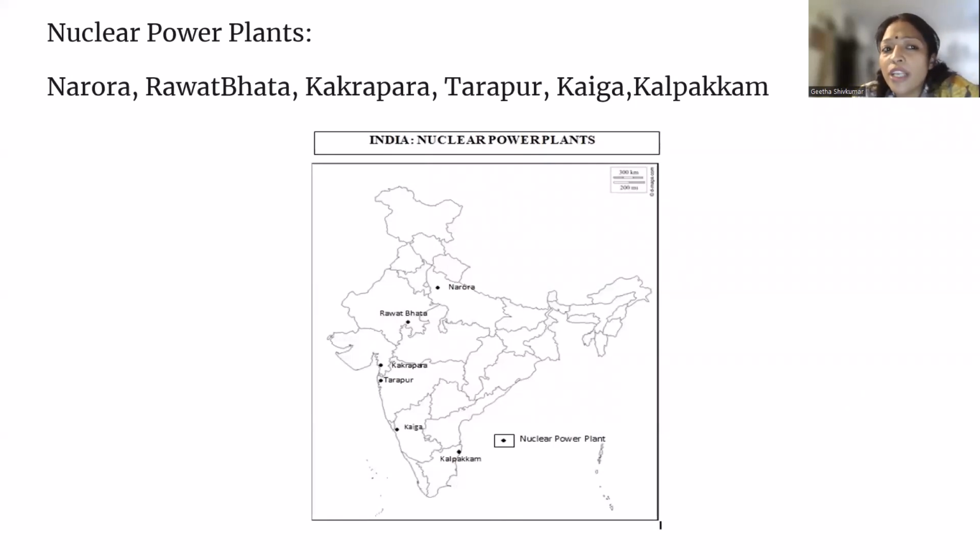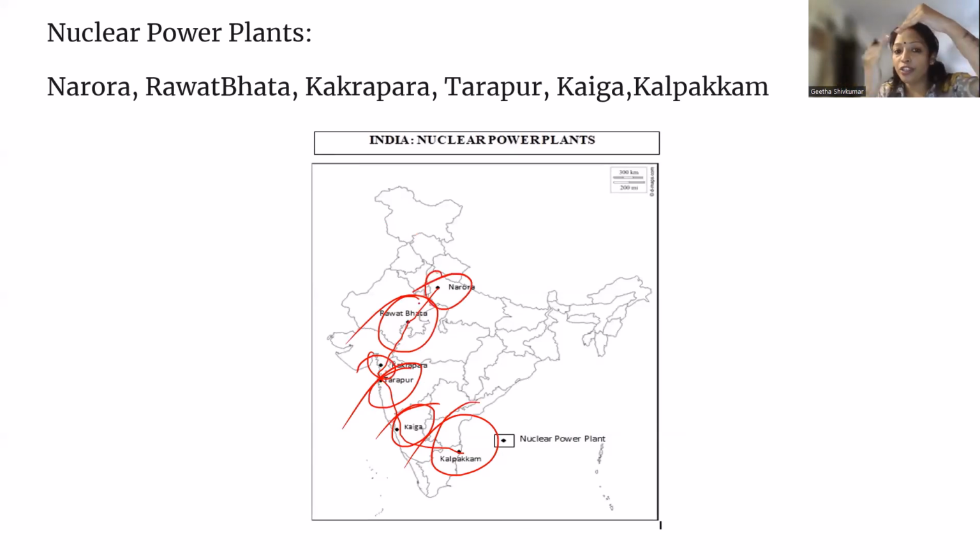If you look at nuclear power stations, it's very easy. You need to remember the states. For example, Rawatbhata is Rajasthan, this is in Gujarat, this is in Maharashtra, this is in Karnataka, this is in Tamil Nadu. If you learn like this, it will be very easy. Uttar Pradesh, followed by Rajasthan, Gujarat, Maharashtra, Karnataka, and it ends in Tamil Nadu.